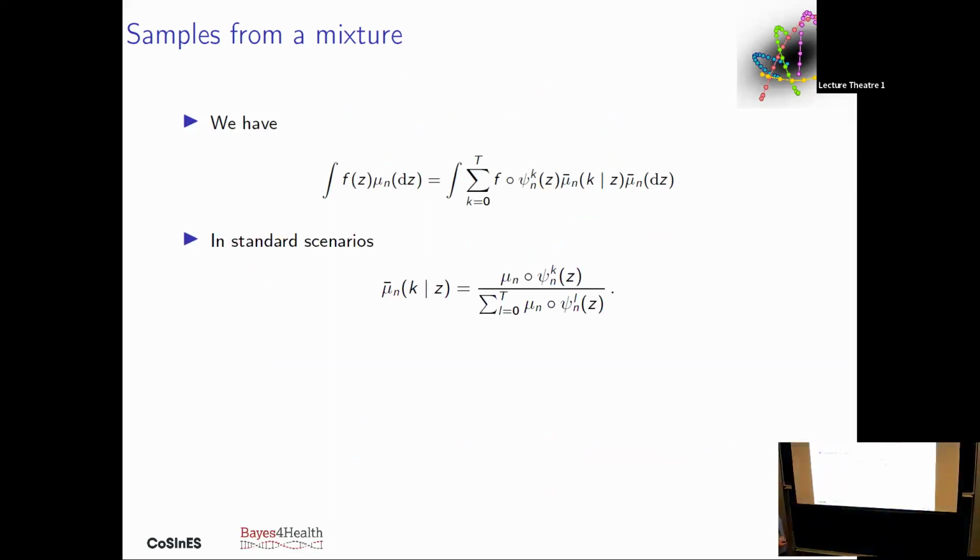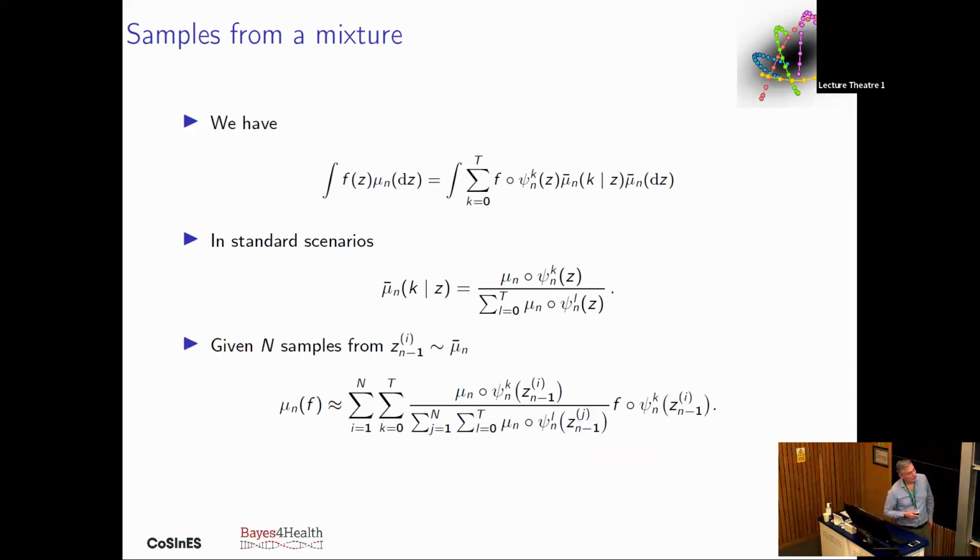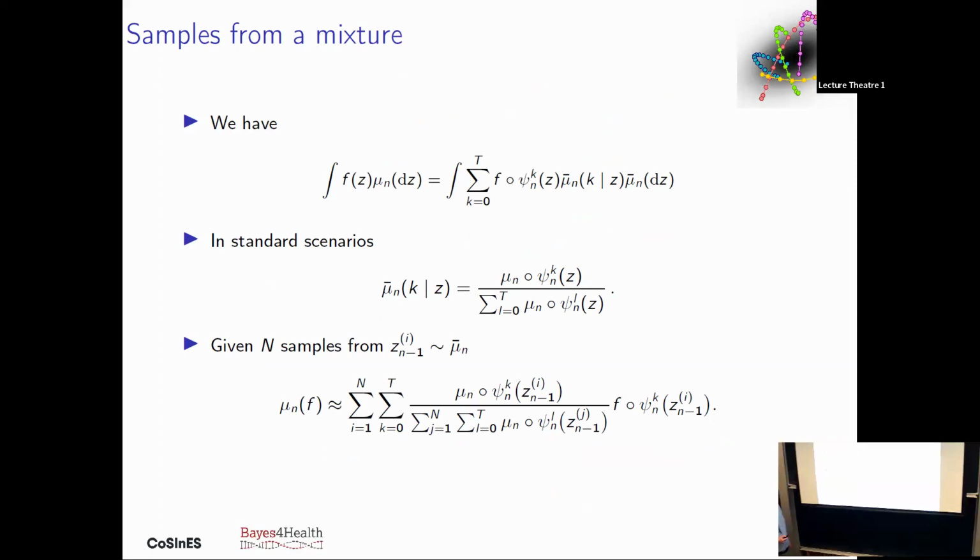And here, basically, just to say that in a standard scenario, this is what the conditional distribution of k given z in a mixture is going to look like. So that's something we can really compute. And this is what the estimator is going to look like. So I've got n particles, and for each particle, I compute my average along each of the snippets, right?